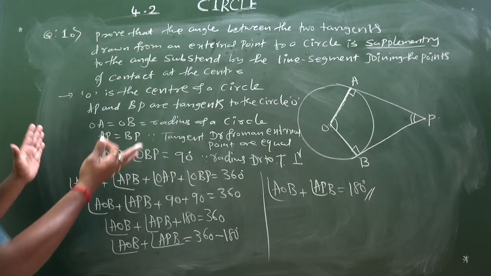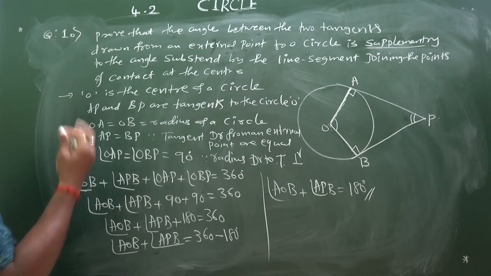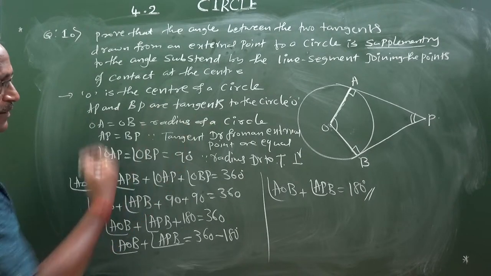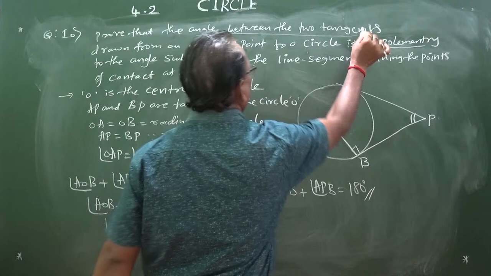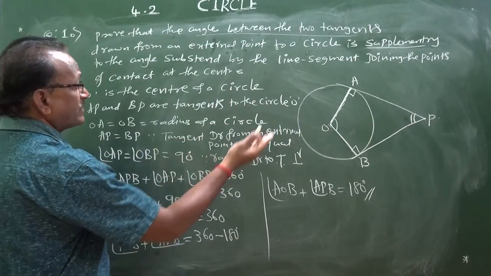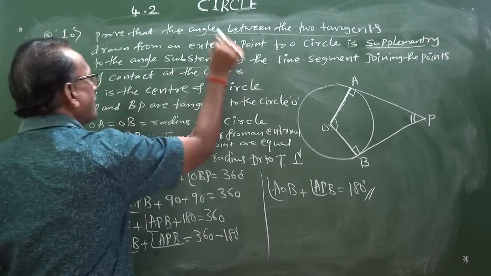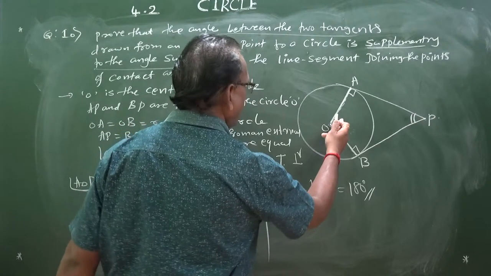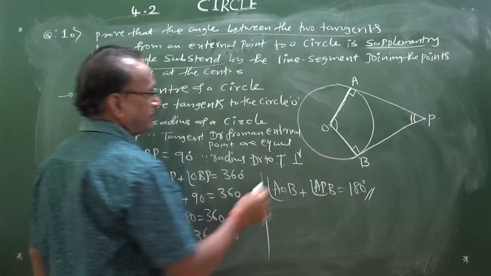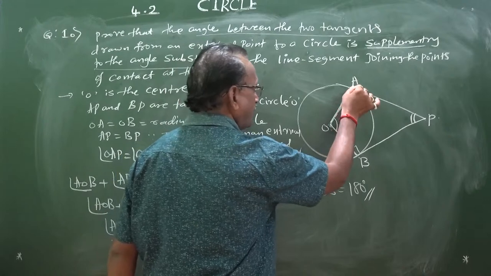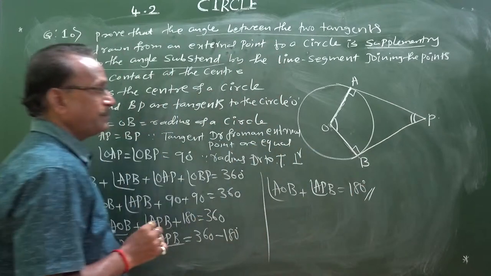No need to worry about how to solve this one. See, from the statement you can understand what the question is. The angle between the two tangents, that is angle P, which you marked here. The angle between the two tangents drawn from an external point to a circle is supplementary to the angle subtended by the line segment joining the points of contact at the center. This angle plus this angle is equal to 180 degrees.